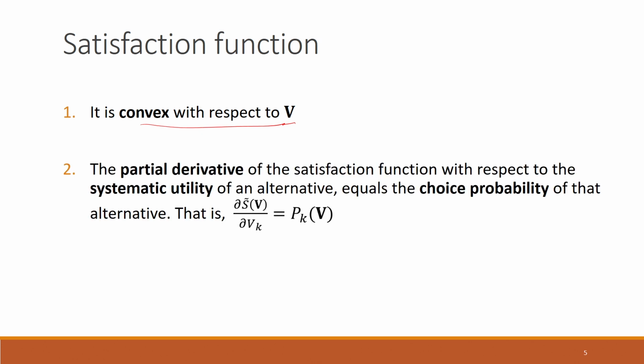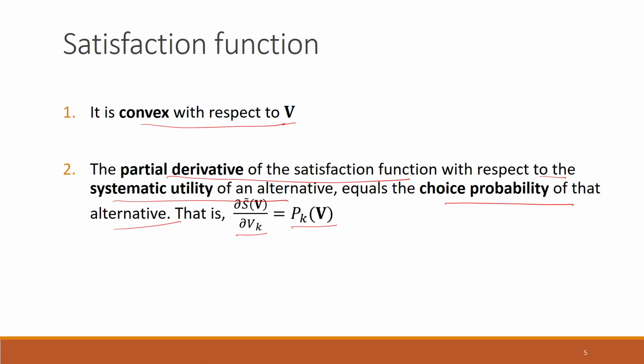Another important property is that the partial derivative of the satisfaction function with respect to the systematic utility of an alternative equals the choice probability of that alternative. That means that if you take the partial derivative of S with respect to the systematic utility of the kth alternative, it is equal to the probability of choosing that kth alternative.